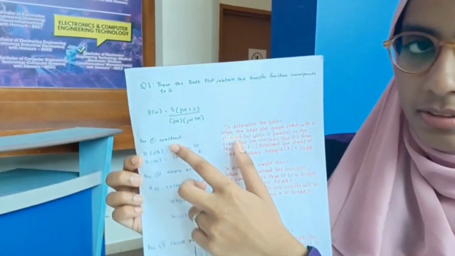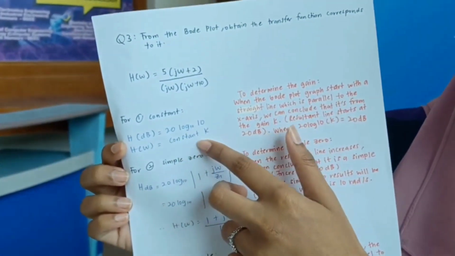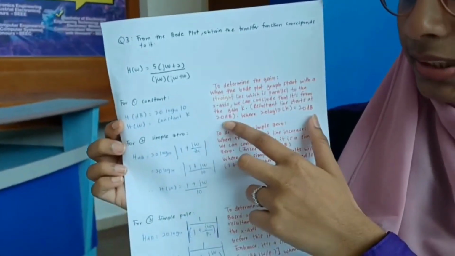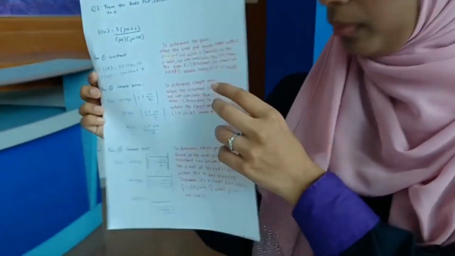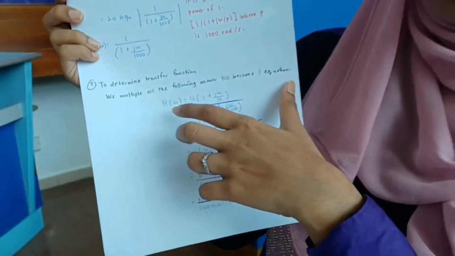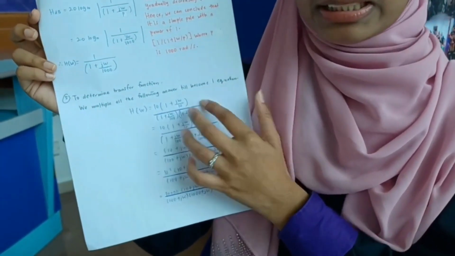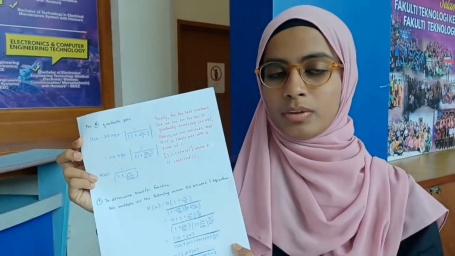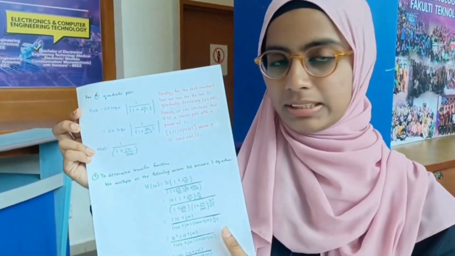So the first one is constant K that we derive as K. Second is simple zero. Third is simple pole. And fourth is quadratic pole. Finally, I've already combined all the equations into one equation. Okay, so next we will see the derivation for each explanation.